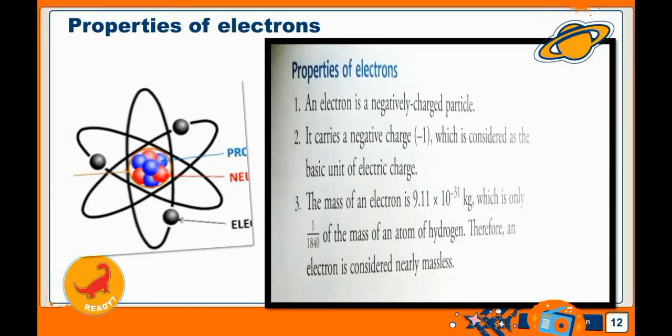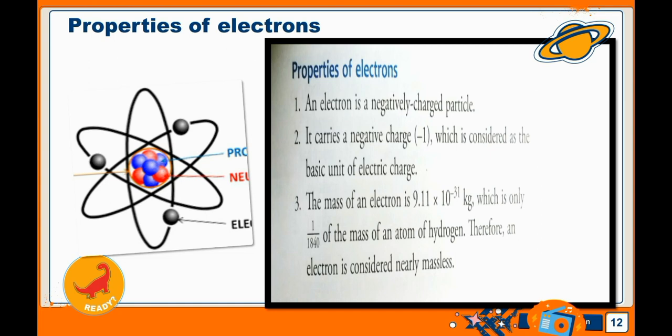A property of an electron is that it is a negatively charged particle, which we saw from the experiment performed by J.J. Thomson, where the cathode rays or the electrons were attracted towards the positive electric field and were repelled by the negative electric field. Now the second point is it carries a negative charge of -1.